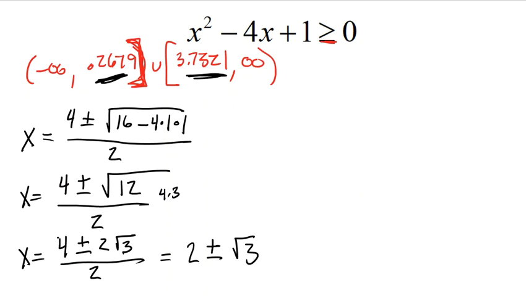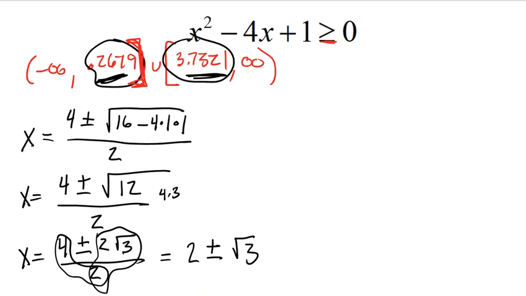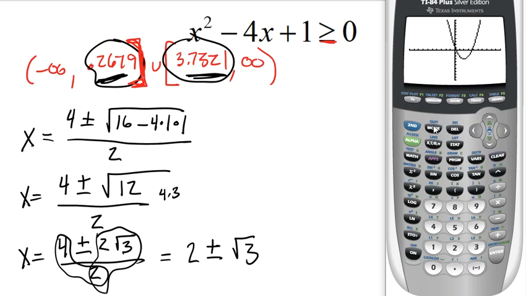Hope everybody understands that. So 4 divided by 2 is the 2. 2 radical 3 divided by the 2 is just radical 3. So those are these numbers right here, but just exact. Let me prove that to you. If you don't believe me, let's just prove it.